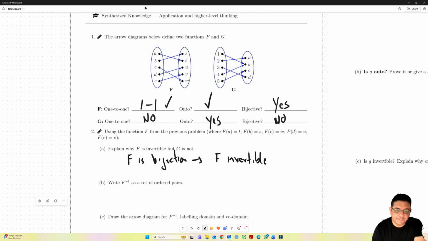I can actually define f to the minus 1 in the opposite direction. I can send s to b, t to a, u to d, b to e, and w to c. So because of that, it's going to be invertible. Now, g is not one-to-one, right? And because it's not one-to-one, it's not bijective, and it's not invertible.